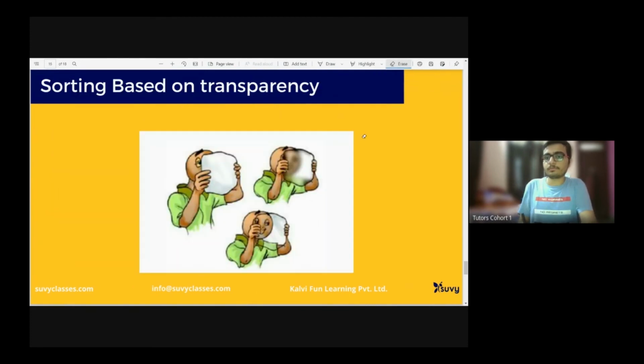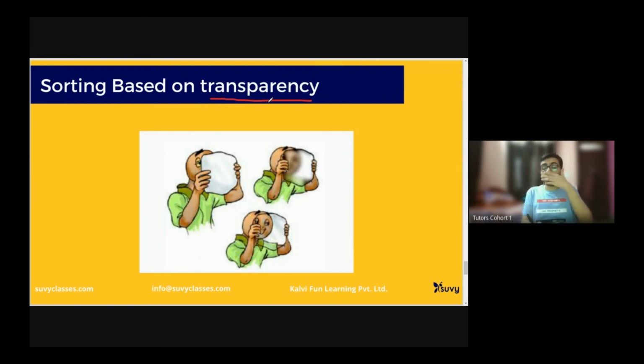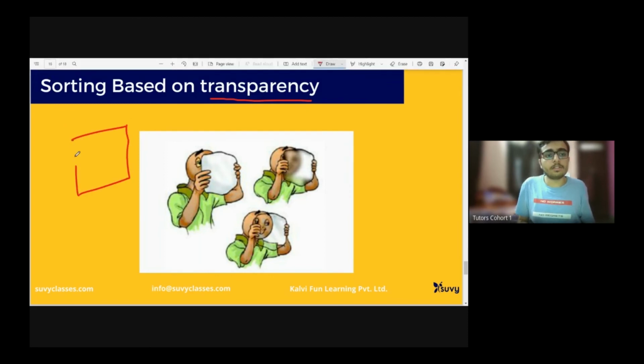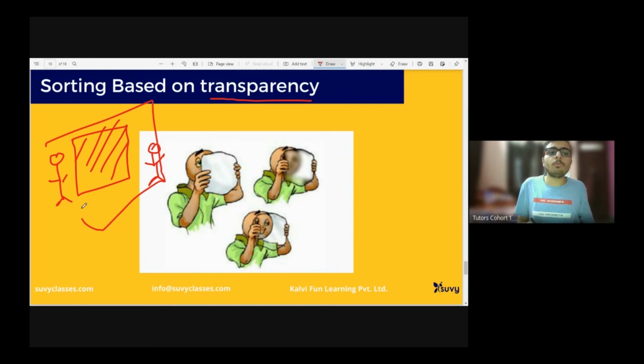Now, based upon transparency, this is very important. We will study a chapter in the forthcoming sessions, light. There also, it's very important to know the transparency segregation. For example, if there is a brick wall in front of me and I am standing here, can I see you standing there? No, I can't, because there is a wall in between us. Now, please don't say you will come from here and I will see. That's not what we are discussing here.